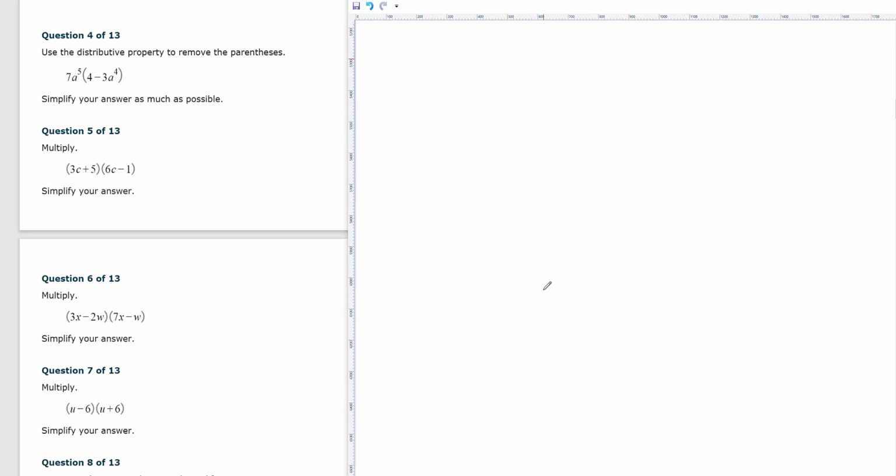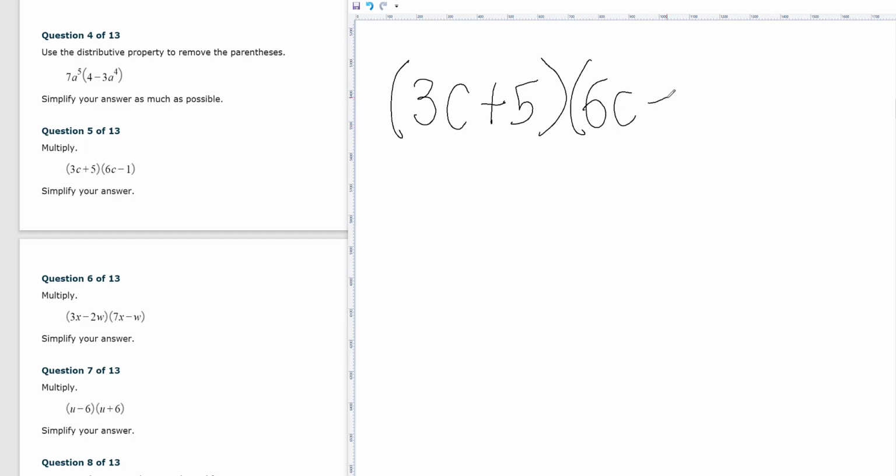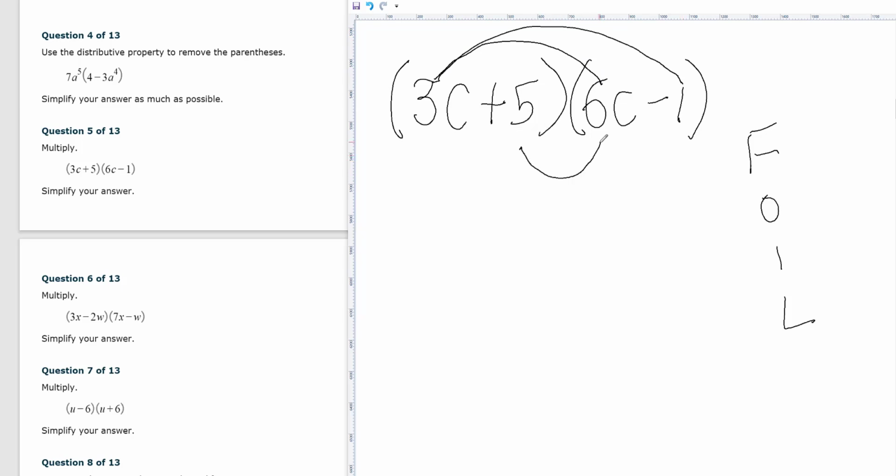Question number 5. Multiply 3c plus 5 times 6c minus 1. Now some of you may have learned this by doing what is called the FOIL rule, F-O-I-L, where you multiply the first two, the outer two, the inner two, and the last two. But that is only going to work if you have a binomial times a binomial.